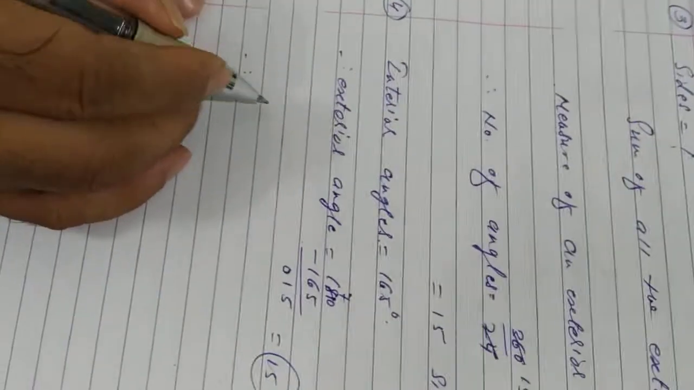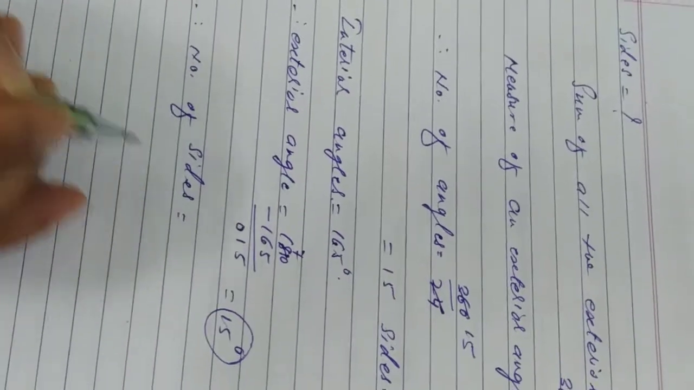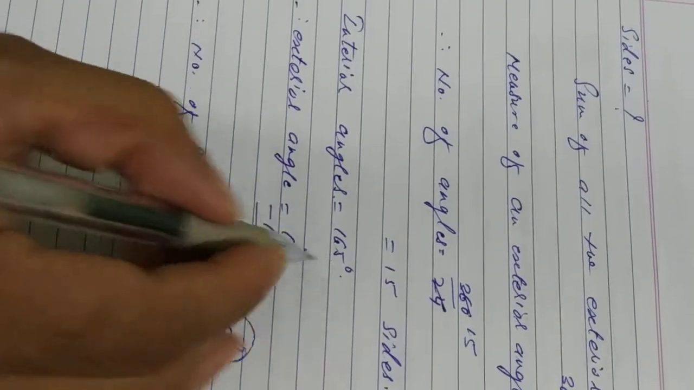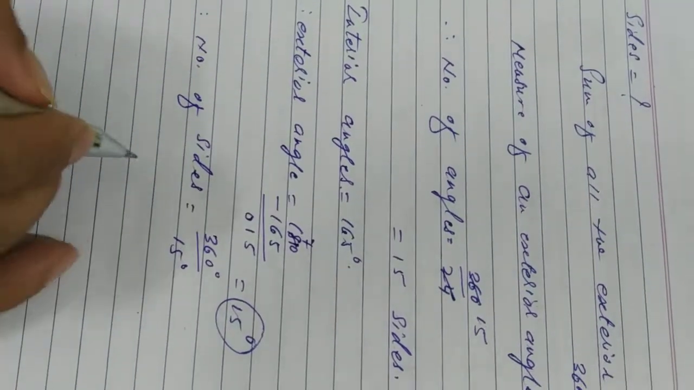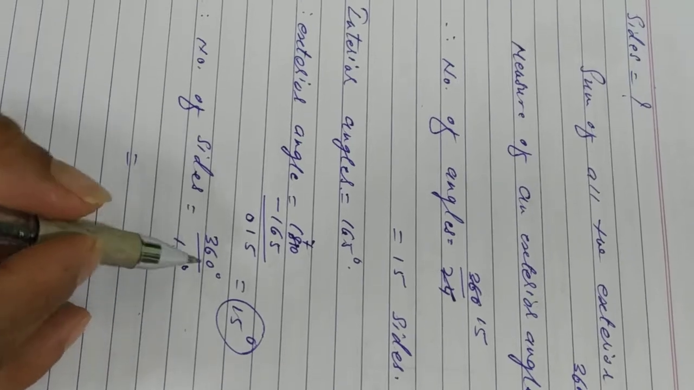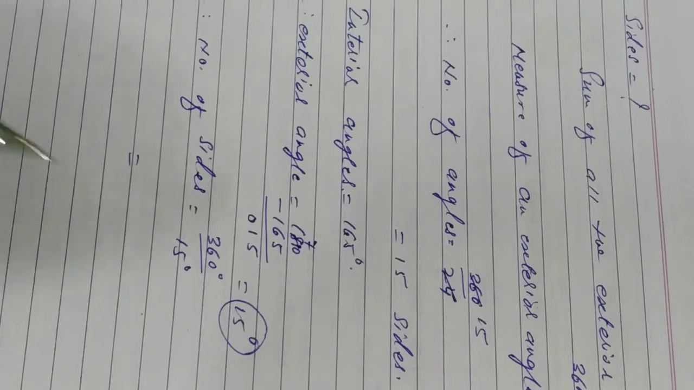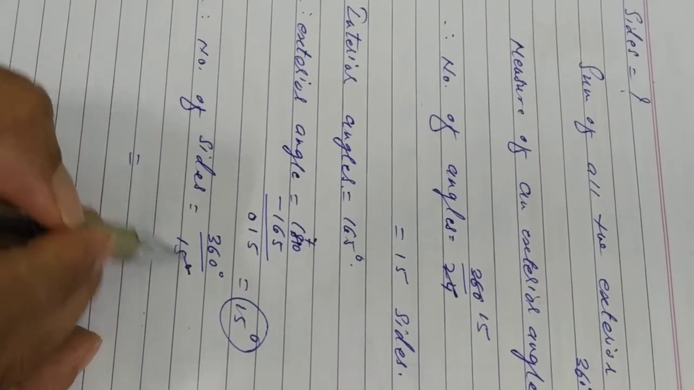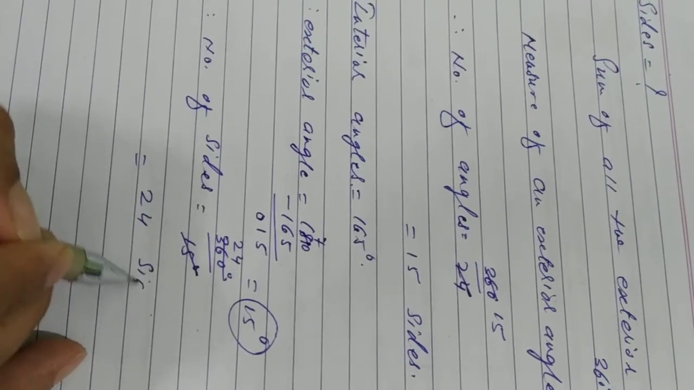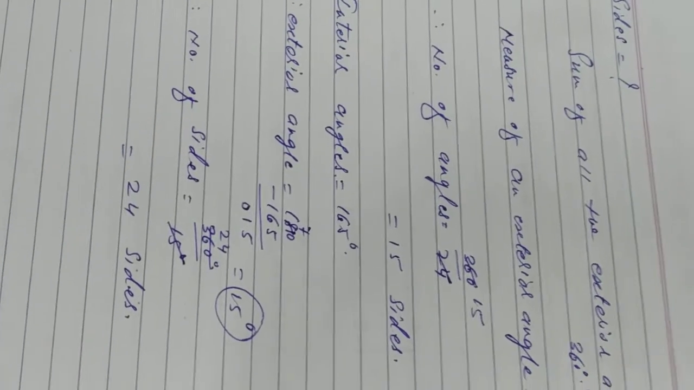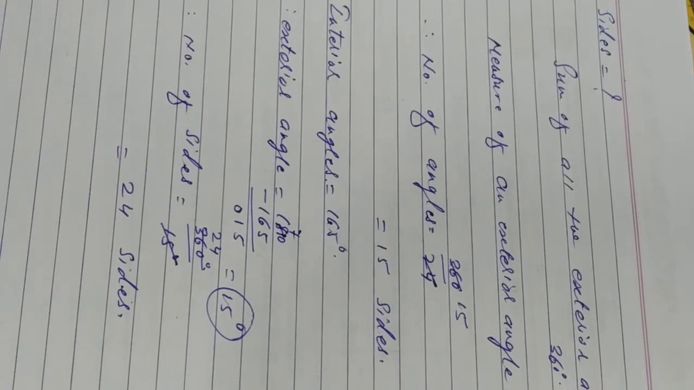Now the same formula. Therefore, the number of sides is equal to 360 degrees upon 15 degrees, so 360 upon 15. That we have already performed earlier, right? So 15 times how many is 360? 24. So we can say how many sides? 24 sides. Got it? So all of you understood? Sure? Good.